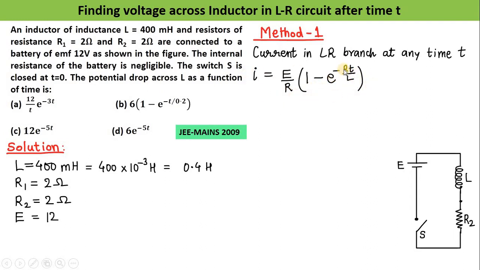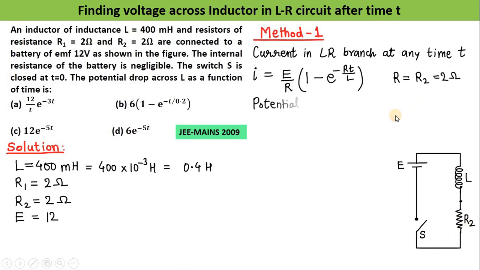This formula has been derived. I have already derived this formula in one of the previous videos, whose link I will give in the description below, so you can look at the full derivation of this formula. Also note that in this formula, the resistance R we are going to take is R2, because R2 is the one connected in series with the inductor, not R1. R1 is not needed here.